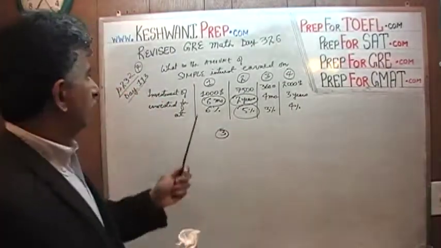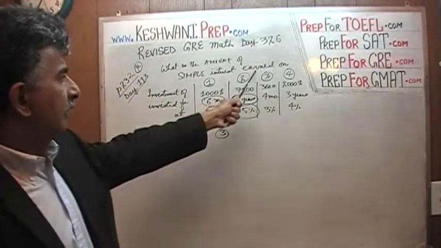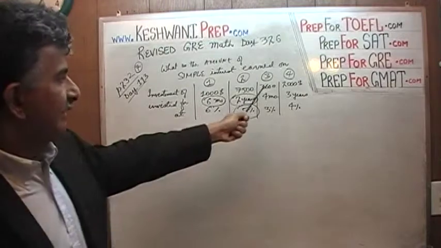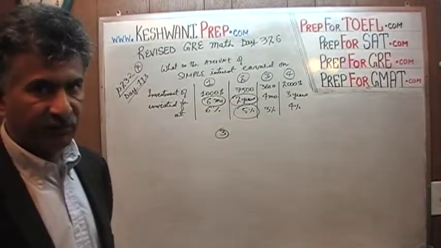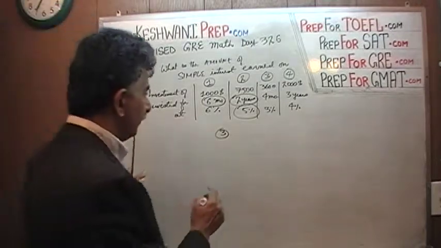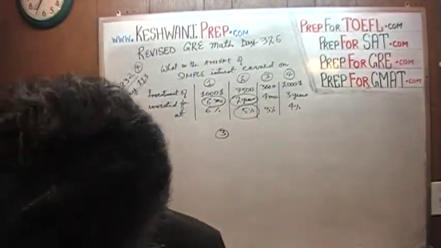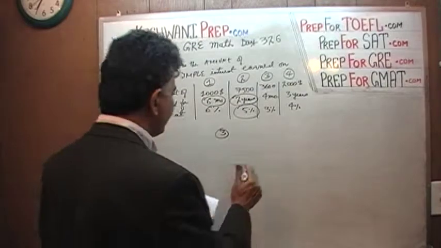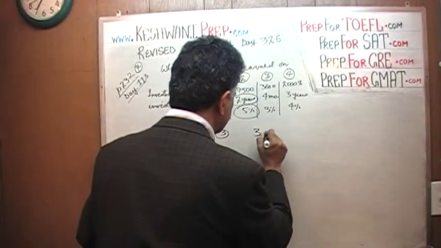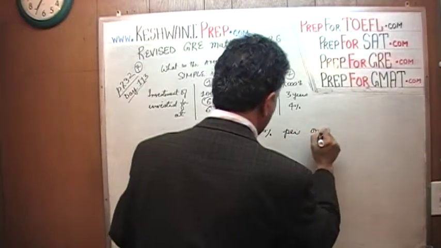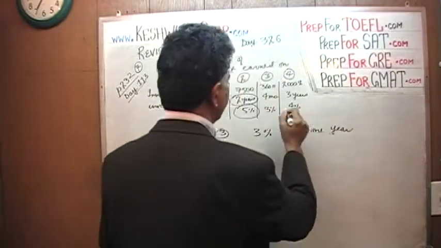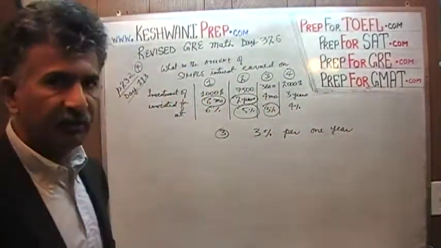In number 3, again, what's the amount of simple interest earned on the investment of 3,600 if we keep it in there for 4 months at 3%? This is a little tricky, so pay attention. So here we are getting 3% return, 3% per 1 year. That's what 3% means. 3% means it's 3% per year.